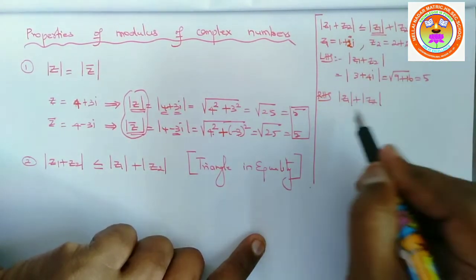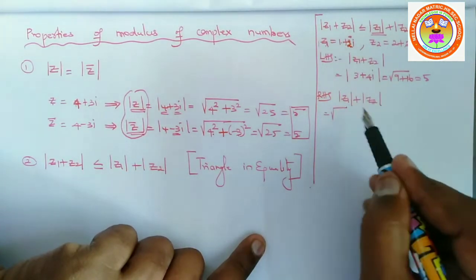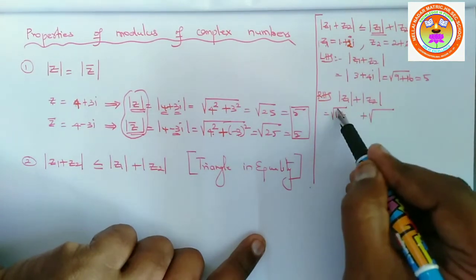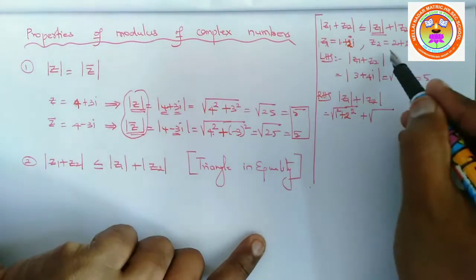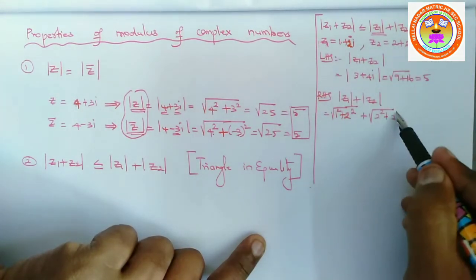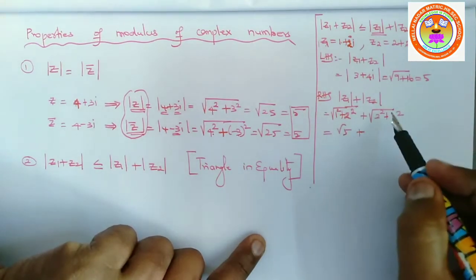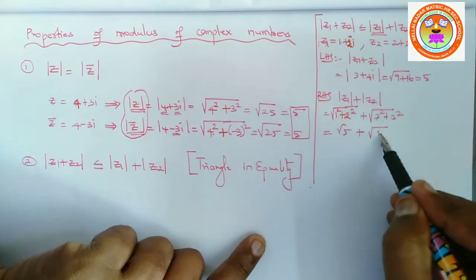Now the RHS is modulus of z1 plus modulus of z2. What will be modulus of z1? Real square plus imaginary square. The real part is 1 square, the imaginary part is 2 square. For z2, real is 2 square, imaginary is also 2 square. So this is square root of 5, and this is square root of 4 plus 4, nothing but 8.